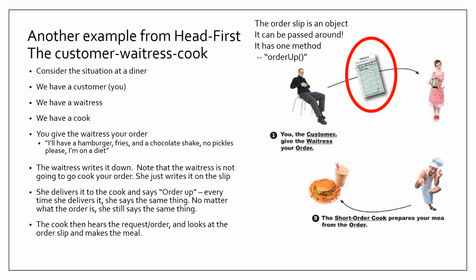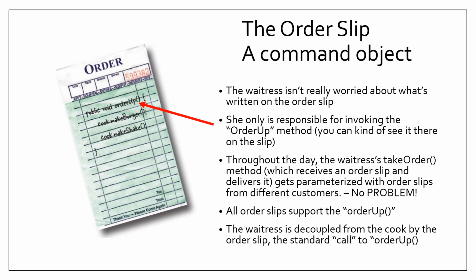And you give your waitress your order. I want a hamburger, fries, chocolate shake, no pickles, and you give your specifics to the waitress. The waitress writes it down on an order slip. And on the order slip, she has put what you want. Make a burger, make a shake. But the order slip has just one thing. It's just an order up method.